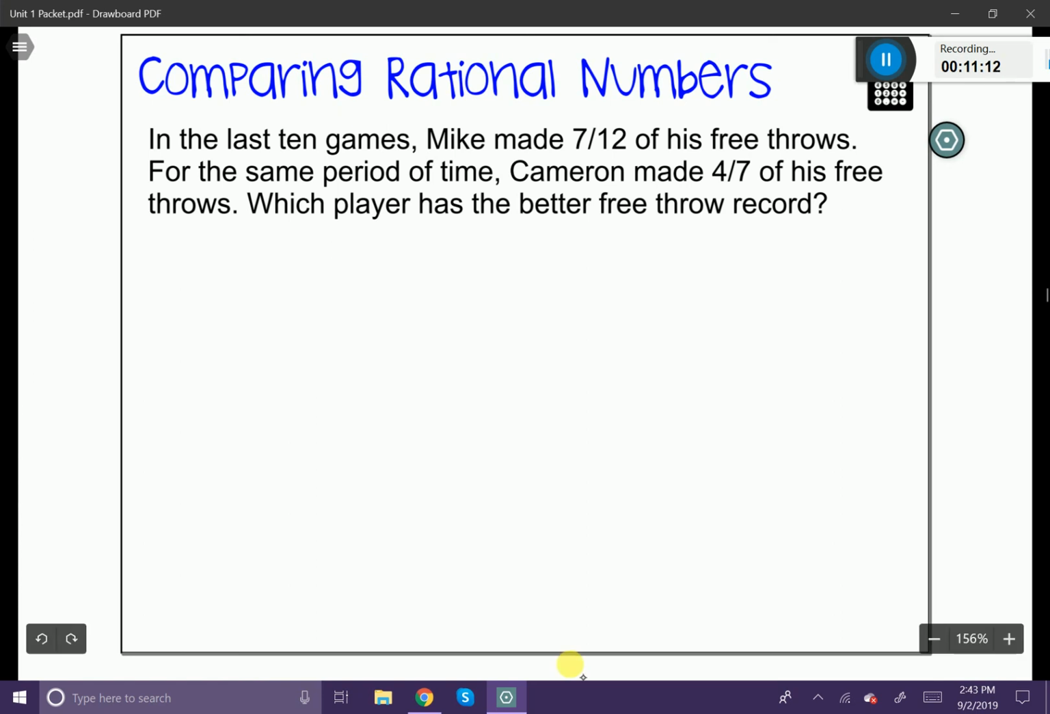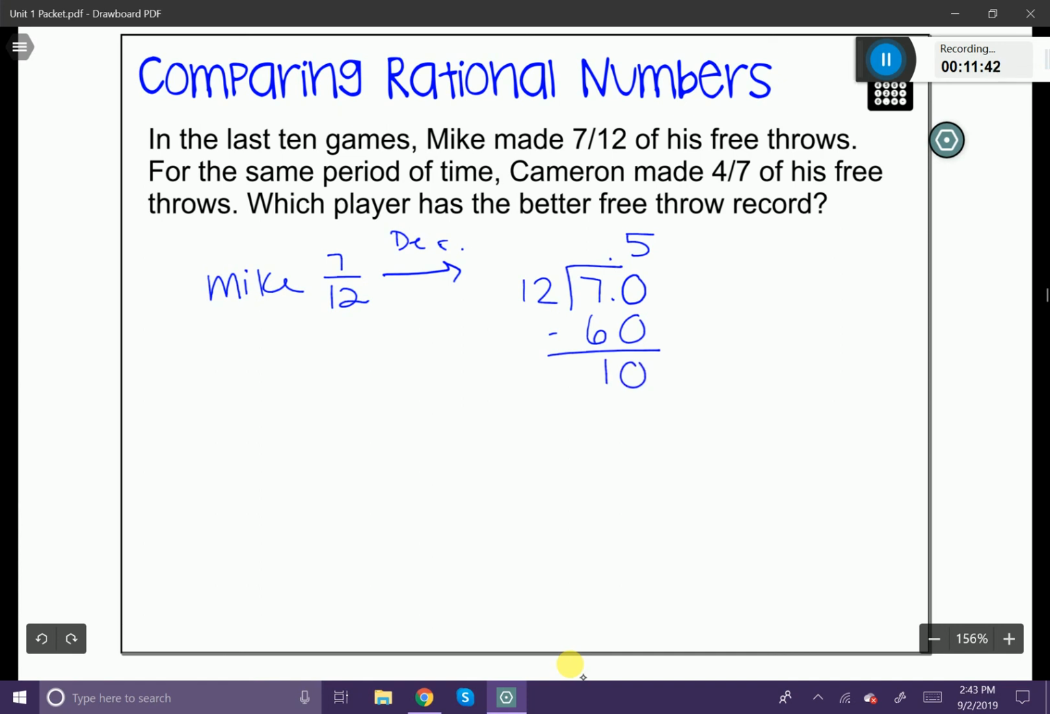So let's go ahead and look at Mike. Mike had 7/12. To compare these, we need to put them into decimal form. So 7/12. We have to do some division here. So let's do 7 divided by 12. 12 does not go into 7. So I'm going to go ahead and add my decimal, and I'm going to add a 0. 12 goes into 70 5 times. That's going to give me 60. It's going to give me 10.